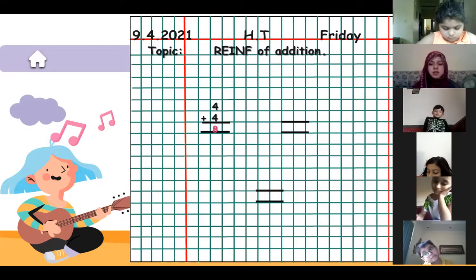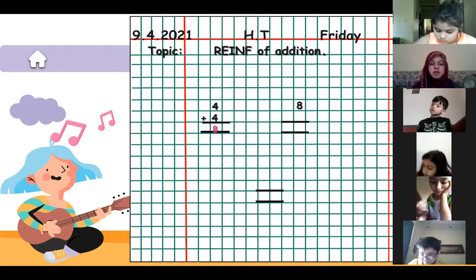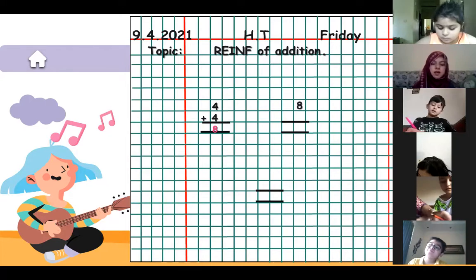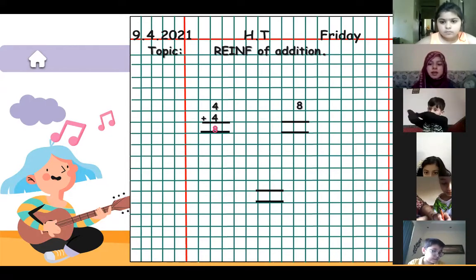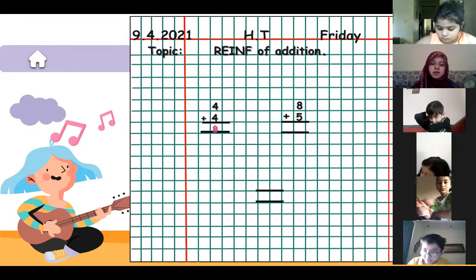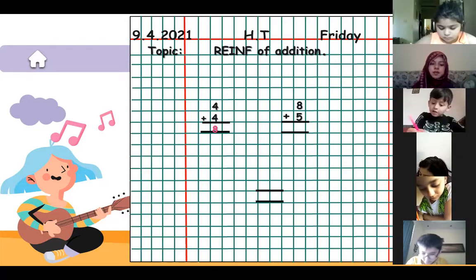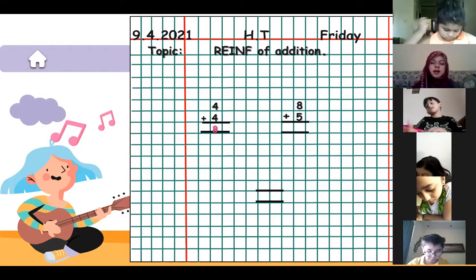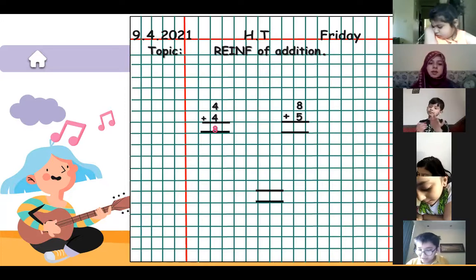Okay, the next one is 8. Now give some space and write number 8 in a box. Write it inside the box. How many numbers are you going to add to number 8? 8 plus 5. Now make 8 lines with number 8 and 5 lines with number 5 and count them together. You will get your answer.